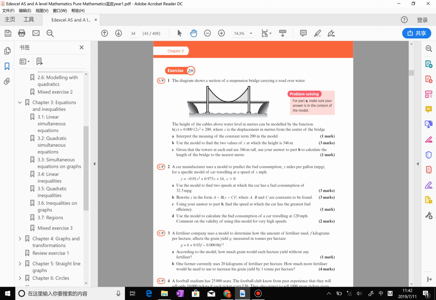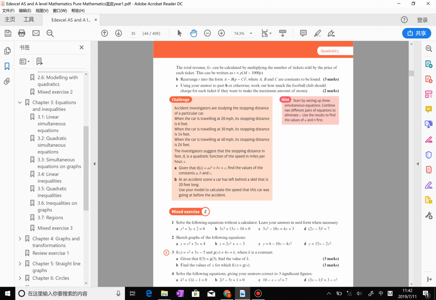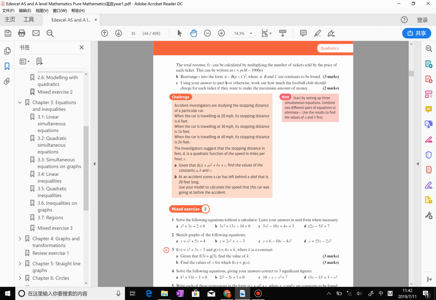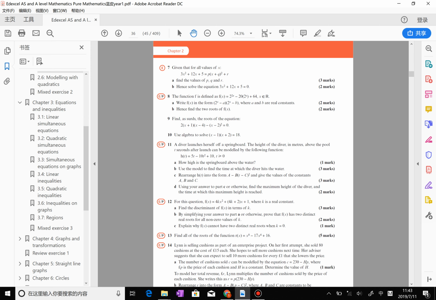For exercise 2H, they are all application problems related to the quadratic equation. You can pause the video and try to solve them, or if you still don't have the ebook, just email me and I'm going to send you the ebook. This is the end of chapter 2. For the mixed exercises, I wish you could finish them all. And if you still have questions, just email me or write your comments below the video.